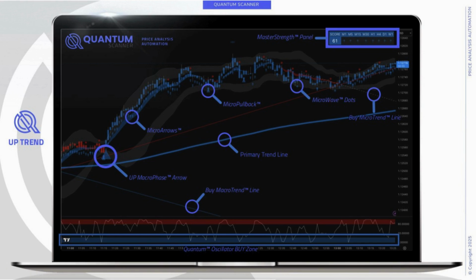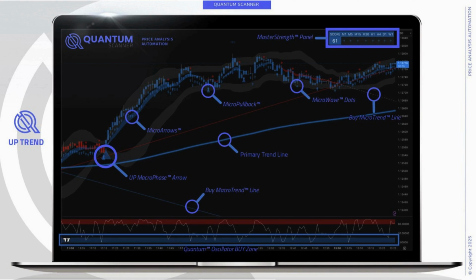The master strength panel, found in the upper right-hand corner of the screen, indicates both the trend direction for each respective time frame as well as a specific and proprietary strength score to indicate the relative strength of the trend. Once a trend has been established and indicated by each of these proprietary tools, we can identify various structures that can be broken out from, utilizing the macro trend line and the micro trend line.